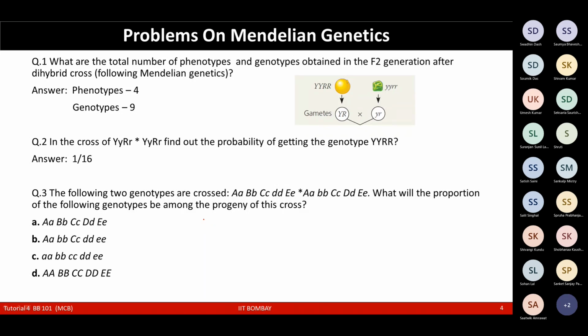So it's easy if you have done the crossing part, then these are nothing actually. You just have to see the probability and just multiply. That's it.